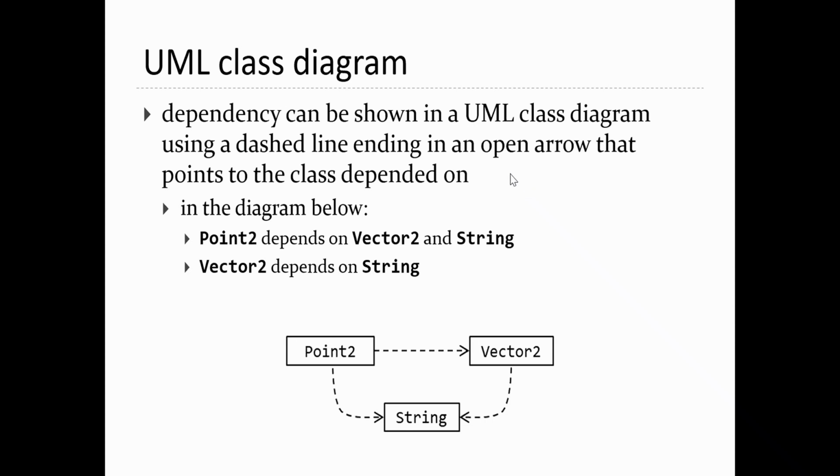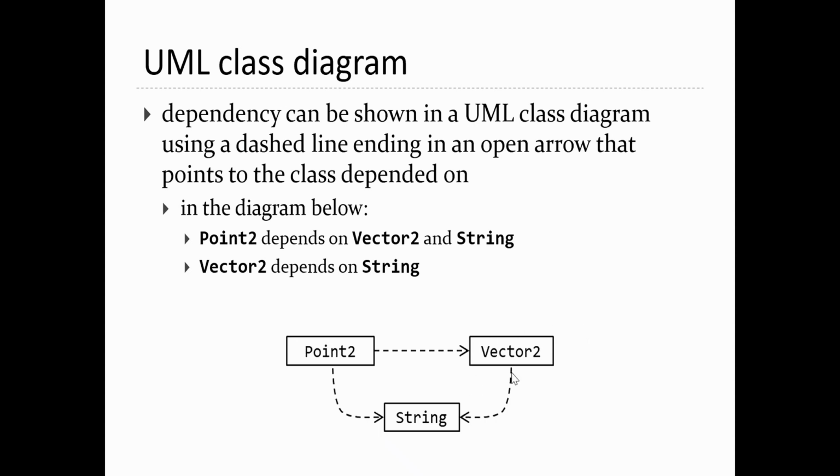Okay, so if you want to illustrate this relationship using a UML diagram, you do so using a dashed line and an arrow. Dashed line and arrow. The class that uses the other class, you start with it, and the arrow points to the class that is being used. So Point2 depends on the class String. Why? Because there's a toString method, it returns a string, so Point2 depends on String.